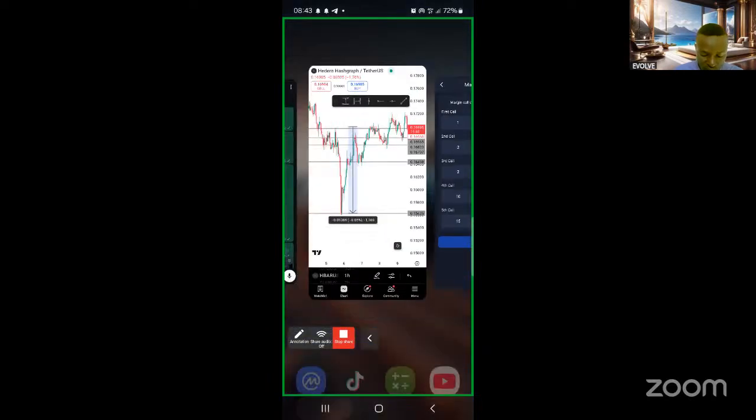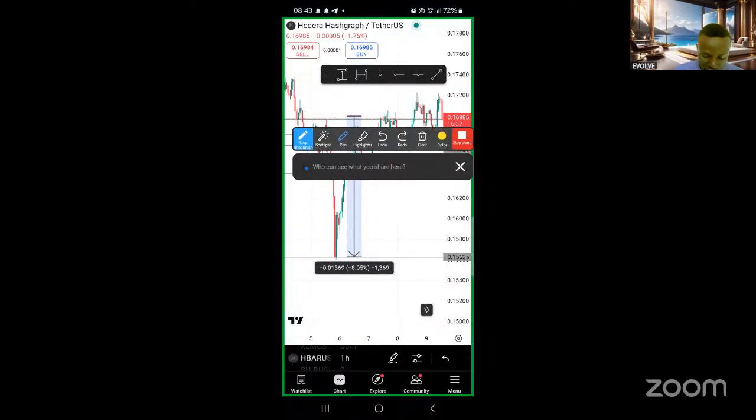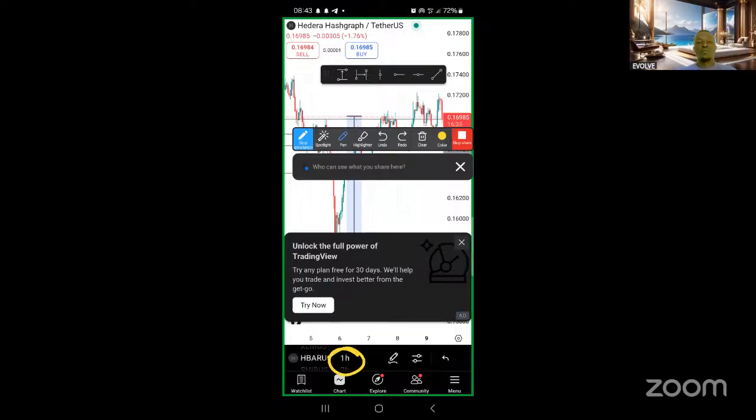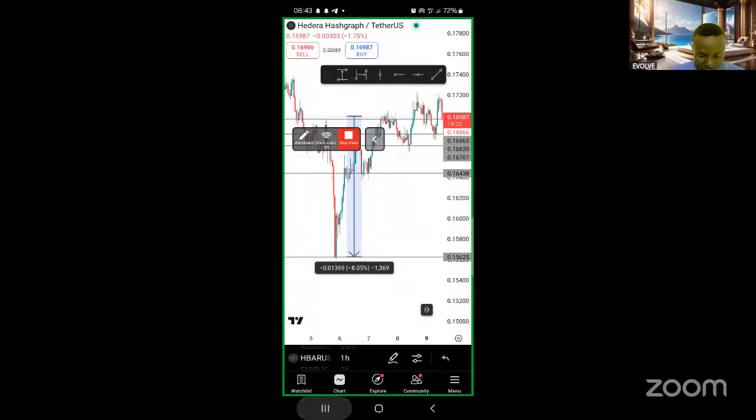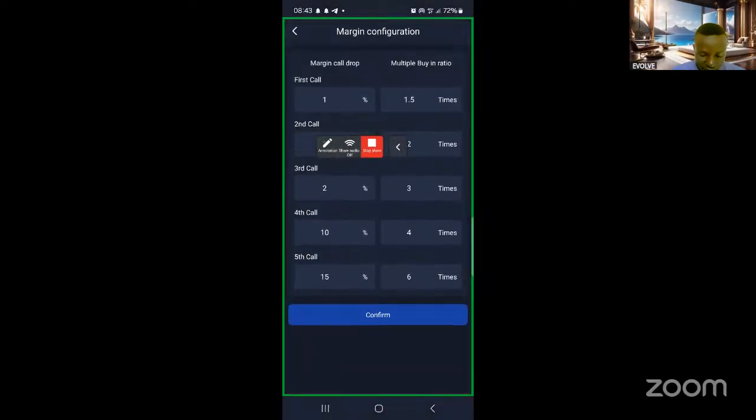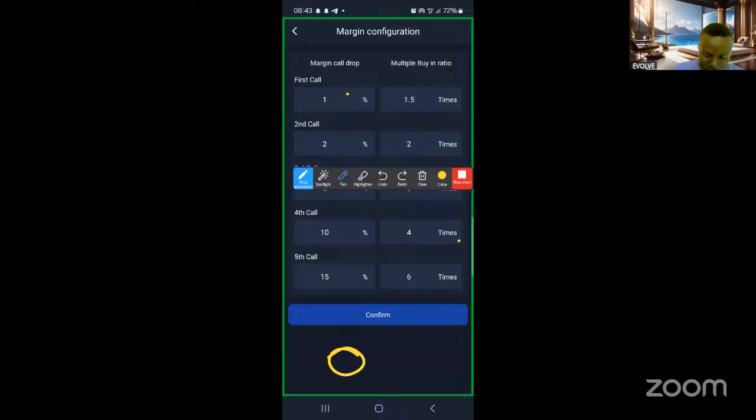That is if I'm trading in 1 hour time interval. Are we together? Is that clear? So you just come down here and divide and say, I'm expecting the market to drop by -8.